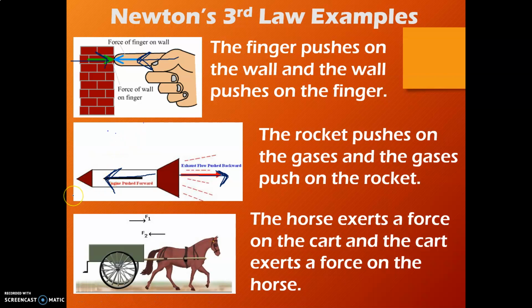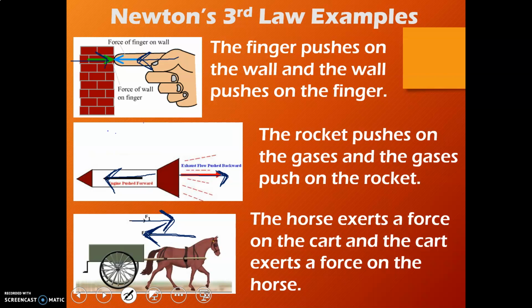In our third example, we have a horse that is exerting a force on the cart. So a leftward force, essentially. And then the cart is exerting a force on the horse, going towards the right, back towards the horse. So that is also action-reaction. The horse could just be standing there, and this example would still be true action-reaction forces. So again, it doesn't always mean that the object is moving.